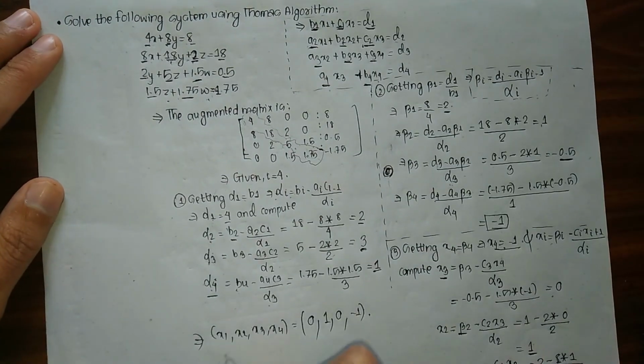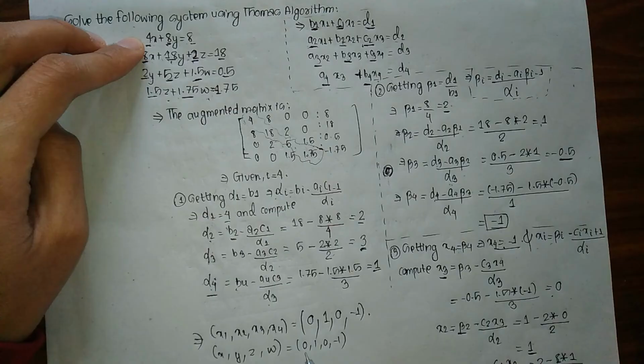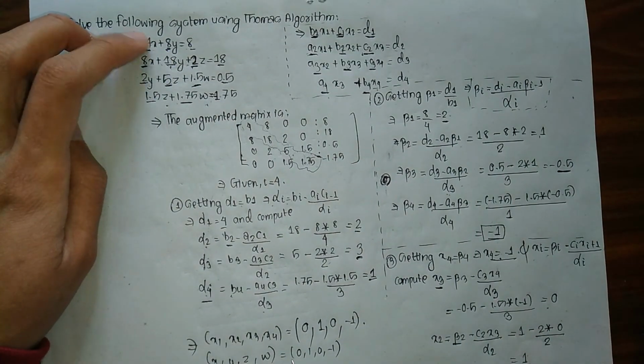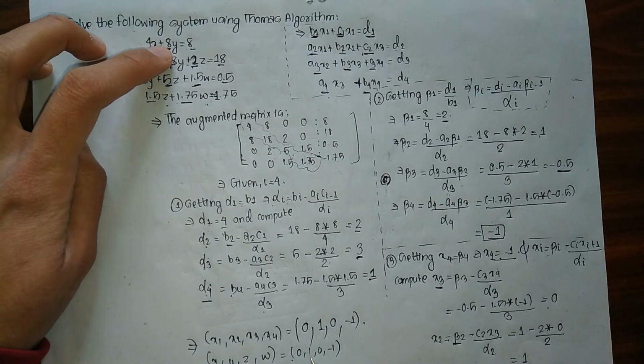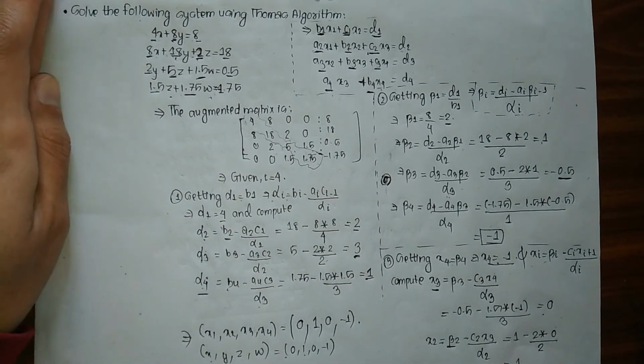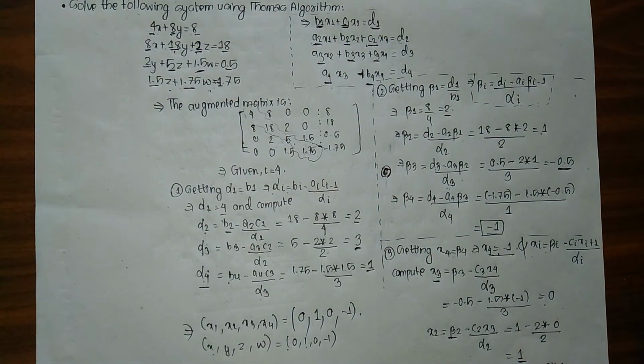Just for our checking, x, y, z, w equals 0, 1, 0, minus 1. As you can see here, in our first equation we have 4x plus 8y equals 8. If I put x value 0 and y value 1, we get 8 into 1 equals 8. Similarly we can check all these equations as well. So in this way, using the Thomas algorithm, we solve our equation and get our required values.